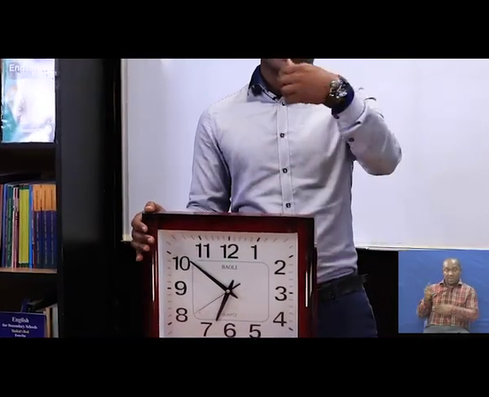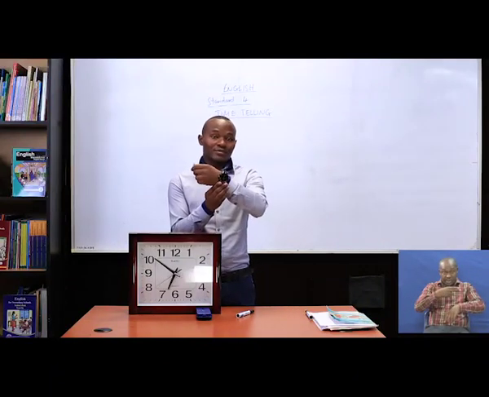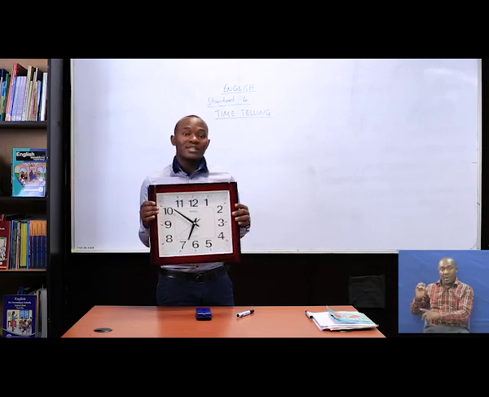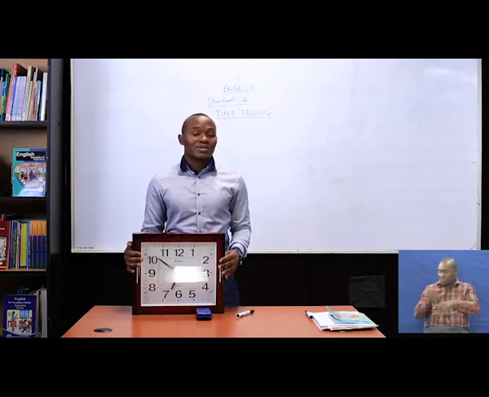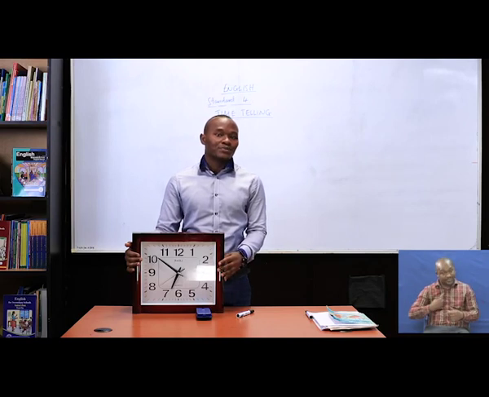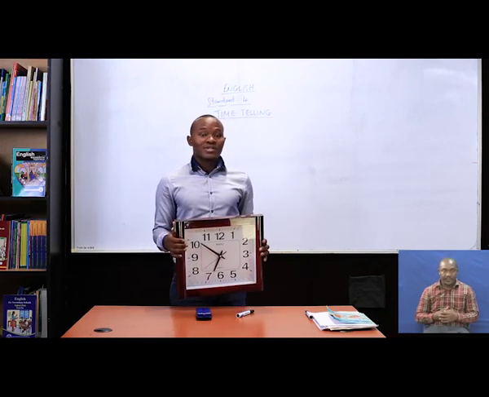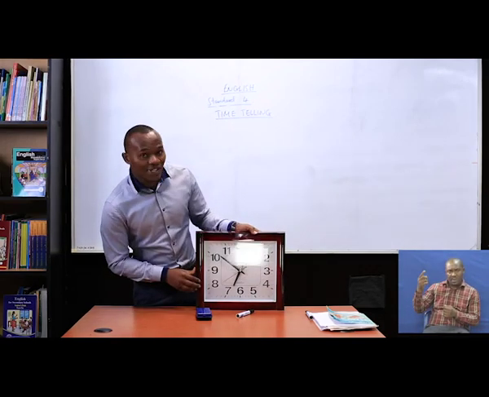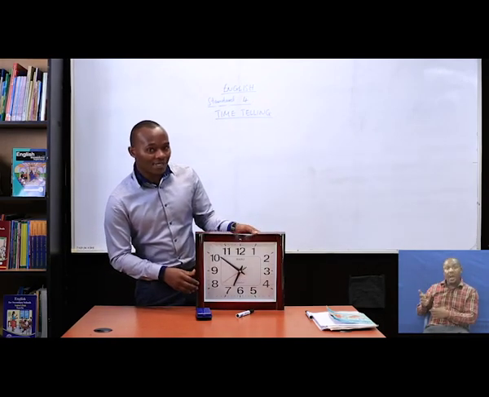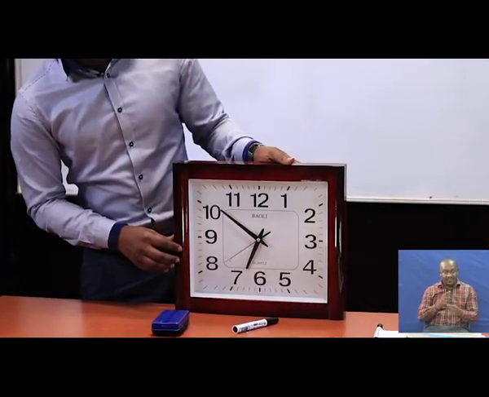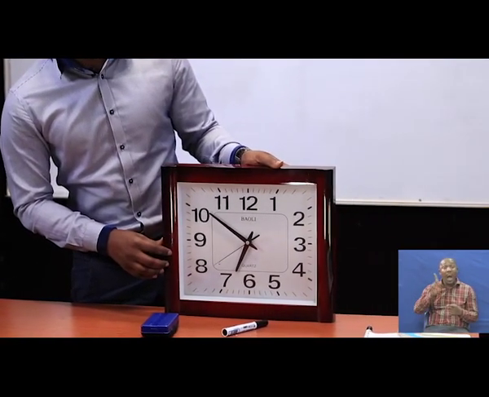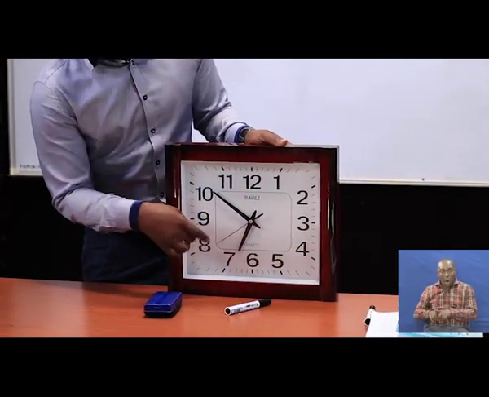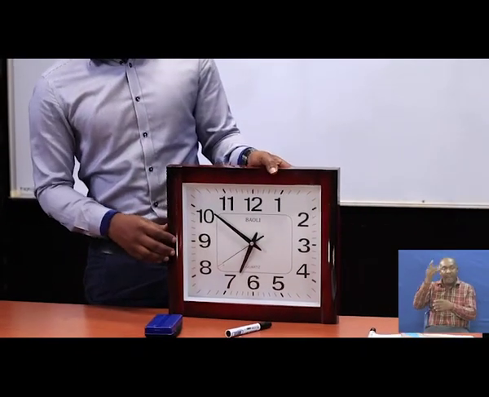So this is the wristwatch, and this is a clock. All these things help us to tell the time correctly. Now I want you to tell me, what do you see on the clock face there? Yes, numbers. What else? Some arrows. So this clock face contains numbers and arrows.